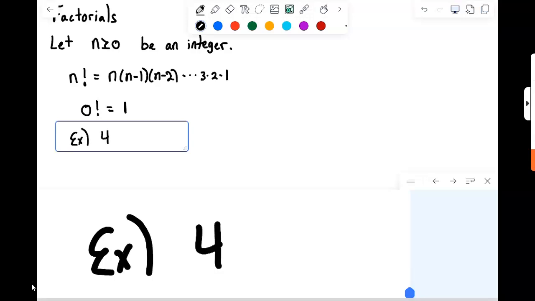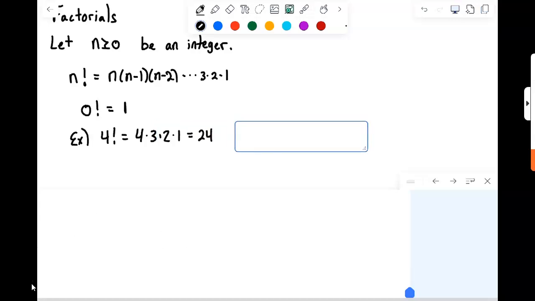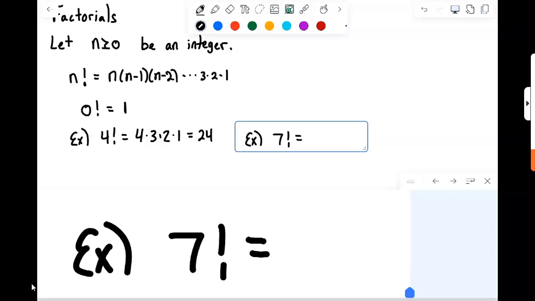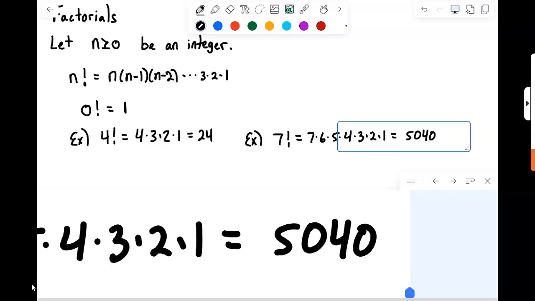So, for example, 4 factorial would be starting at 4, multiply all the way down until you get to 1, right? And simplify. 24 we get as 4 factorial. As another example, 7 factorial would be 7 times 6 times 5 times 4 times 3 times 2 times 1, which will be 5,040. So you can see that these factorials grow really big, really quickly. Here we are, just 7 factorial, and it's already over 5,000.